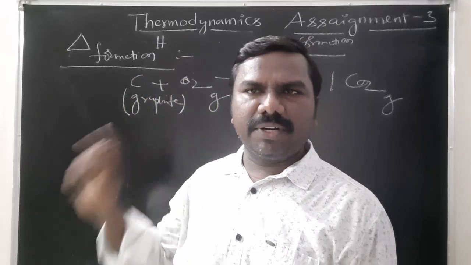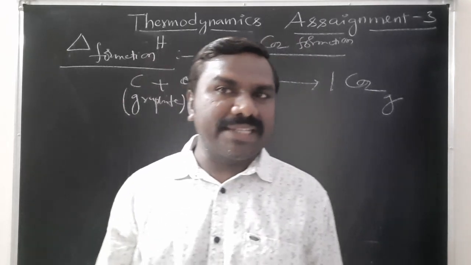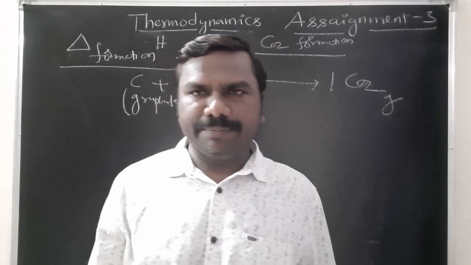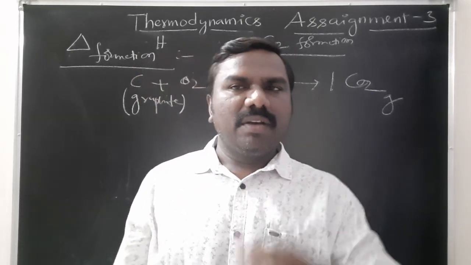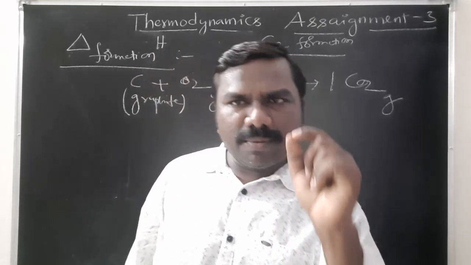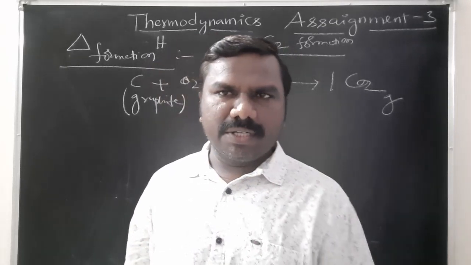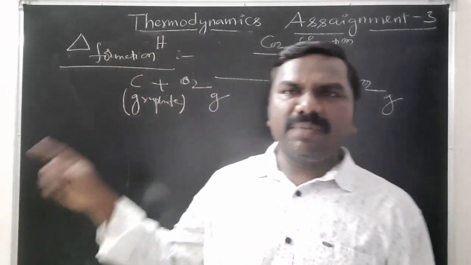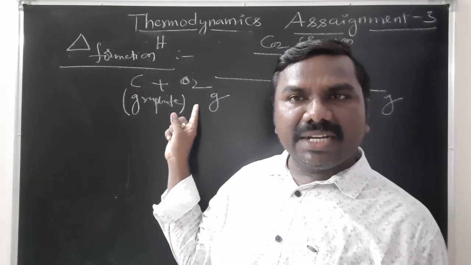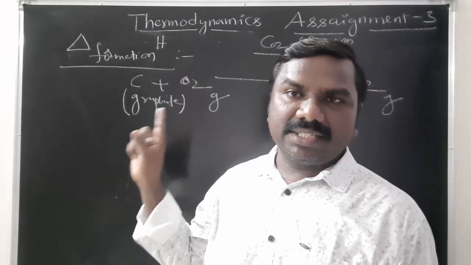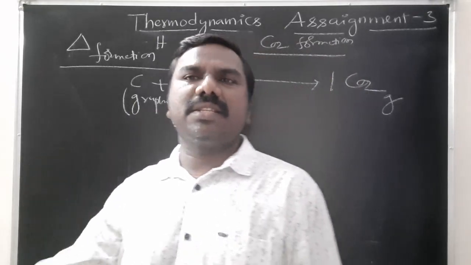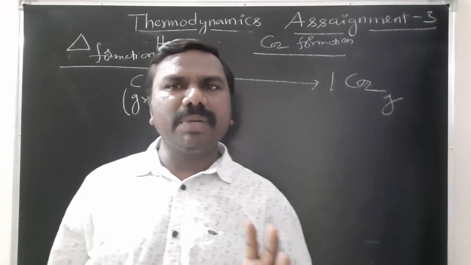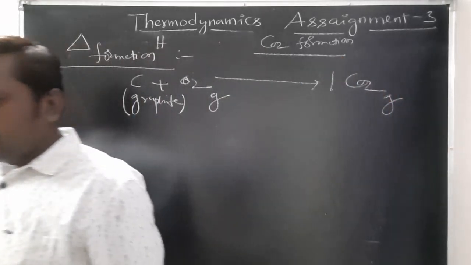Standard state of carbon is graphite. Standard state of hydrogen is H2 gas. Standard state of oxygen is O2 gas. Standard state of water is H2O liquid. Standard state of sulfur is S8. Phosphorus is P4. Sodium is sodium solid. The definition is the amount of heat released during the formation of 1 mole of compound from its constituent elements in their standard state, but not in any other state, then only it is called enthalpy of formation. Which of the following is enthalpy of formation? Simple questions they are expecting as per this data.